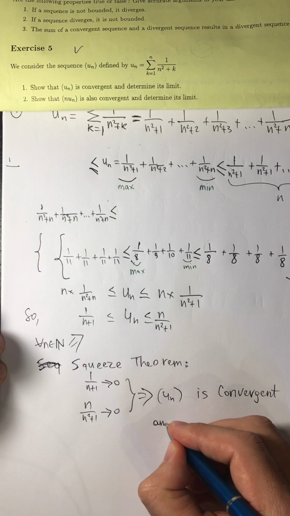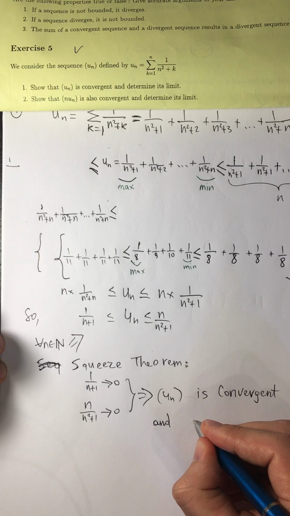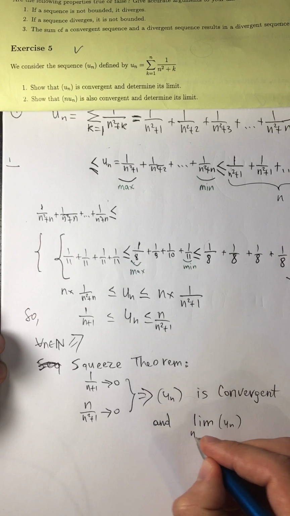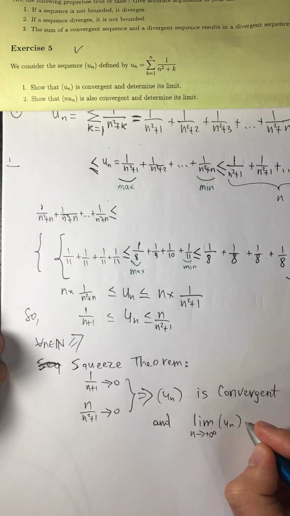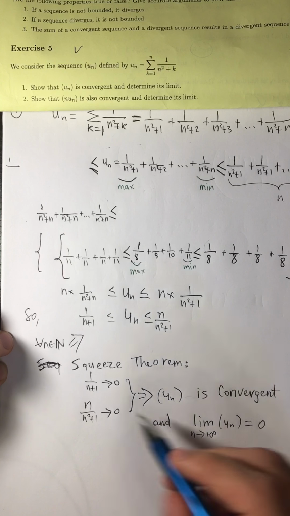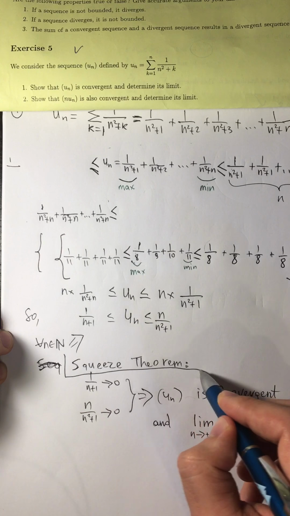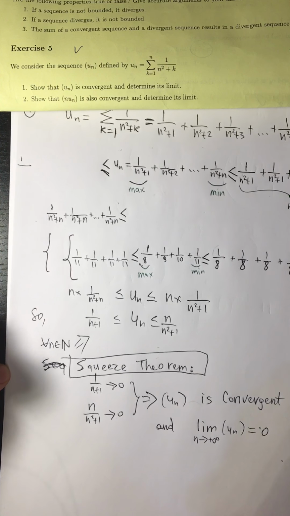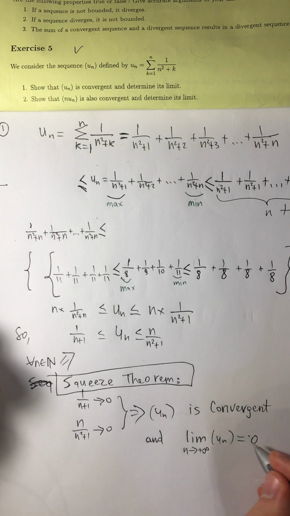and its limit, of u_n, of course as n goes to plus infinity, is 0. So this is the squeeze theorem, we already learned this. I'm not going to explain this in this video because it's a long story, and you can just use this and you will get full points, 100% sure. So this is the first part, and the answer is 0.